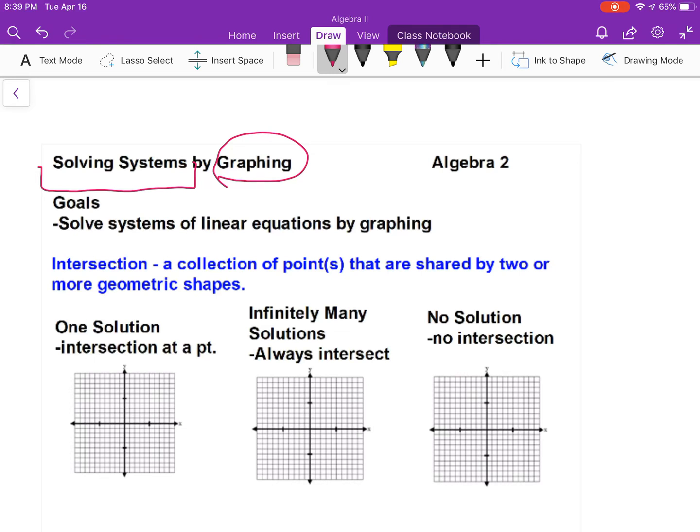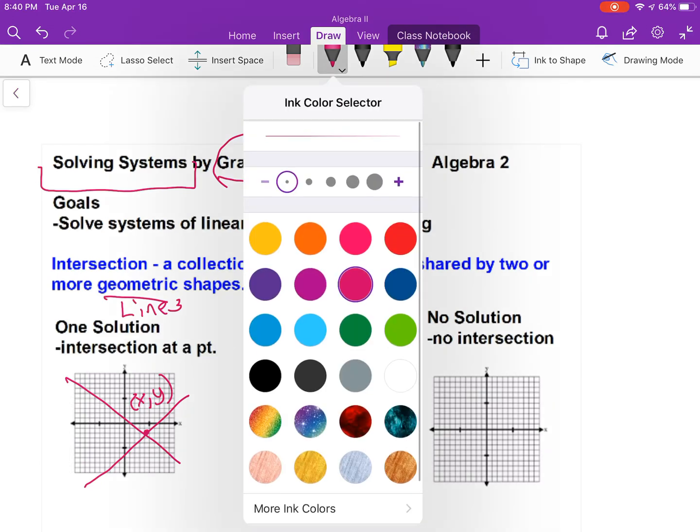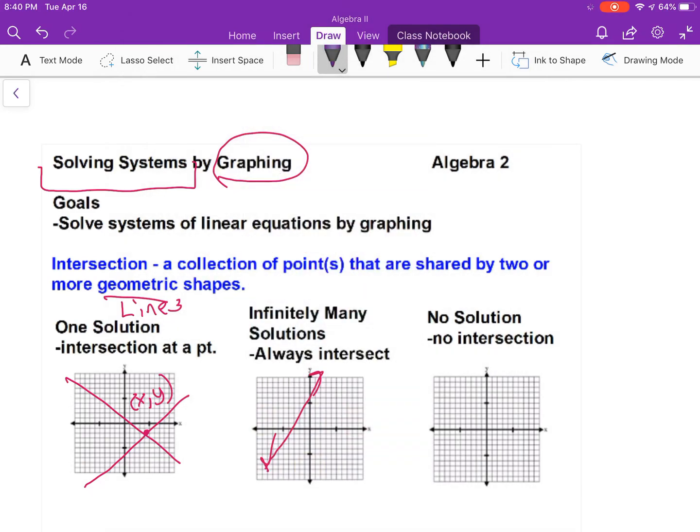The solution to the system is the intersection, which is basically a collection of points that are shared by two or more geometric shapes. And like I said, the geometric shapes we'll be talking about are the two lines. So if they intersect at one point, I'm going to graph a line, graph another line, see where they meet, and that x and y together would be the solution to that system. Infinitely many solutions would be almost like here: I graphed the line, went back, and graphed the second line, and kind of had deja vu and happened to graph the exact same line twice.